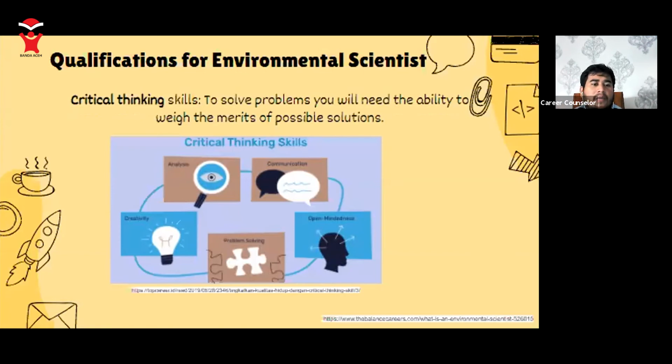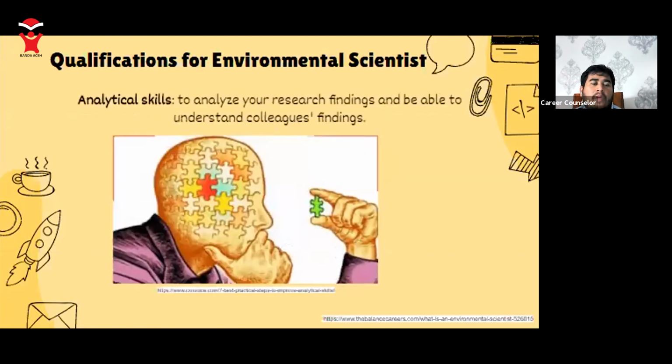And then the second one is you have to be able to analyze your research findings. So it is the analytical skills. You have to understand the findings. For example, the findings from pollution, where they have sample data. So you have to understand these findings.